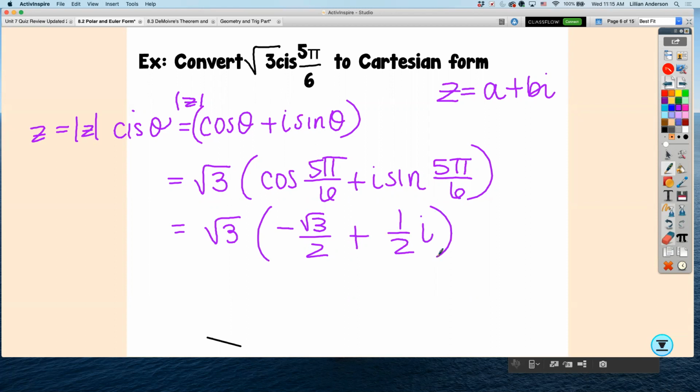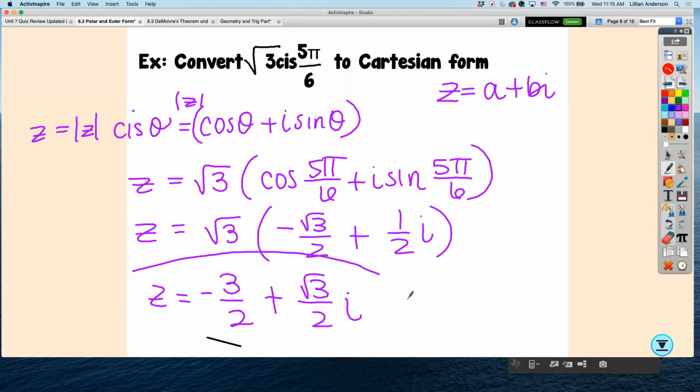Positive 1/2 i. And so then all we do from here is distribute, and then we'll have our number in Cartesian form. So root 3 times a negative root 3 over 2 turns into a negative 3 over 2 plus, what's root 3 times 1/2? And then we'll have our i, and now we have our Cartesian form. Oh, that's it? So we're going backwards when we're going from polar to rectangular. I'm not that confused.